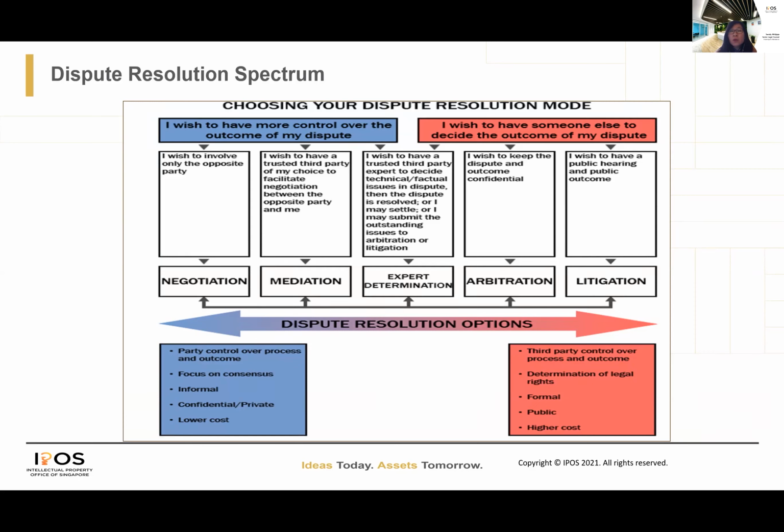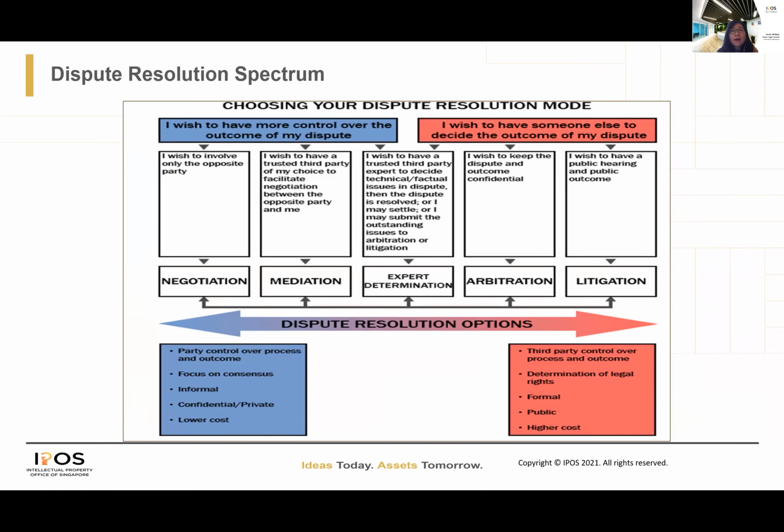The process is also completely controlled by the rules as well as the law and the regulations. It is very formal, and it is a question of determining legal rights. You cannot consider underlying business interests. It is also very public. If you wish to sit in on a hearing at the High Court, you can. In fact, all you have to do is go to the Supreme Court and sit at the public gallery, and you can listen to the trial going on. So it is very public. And of course, generally, because of all the procedures involved, it tends to be of a higher cost.